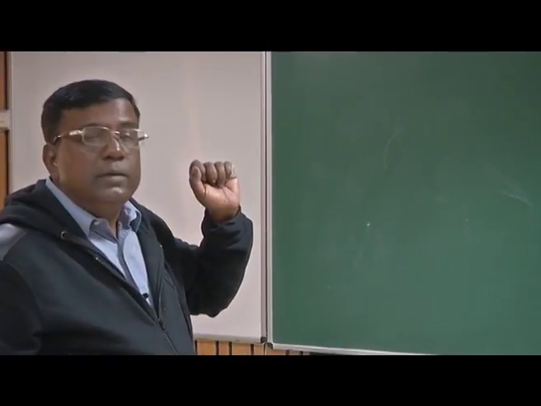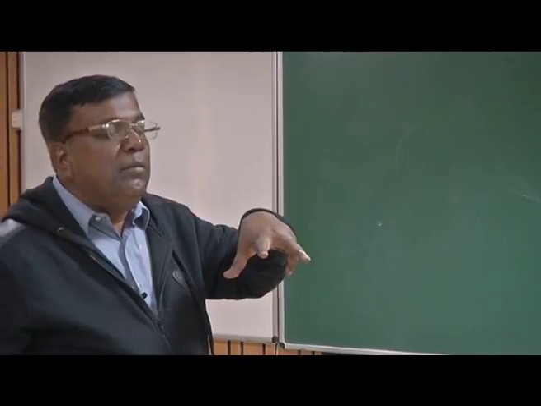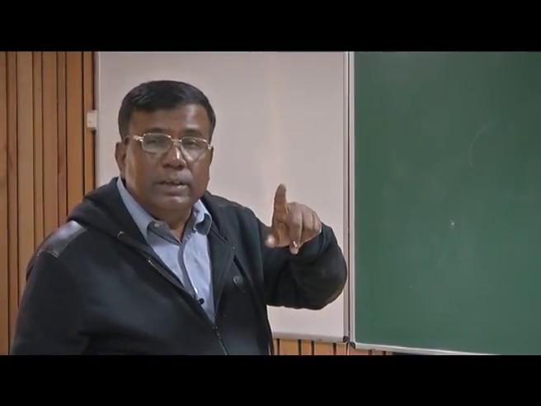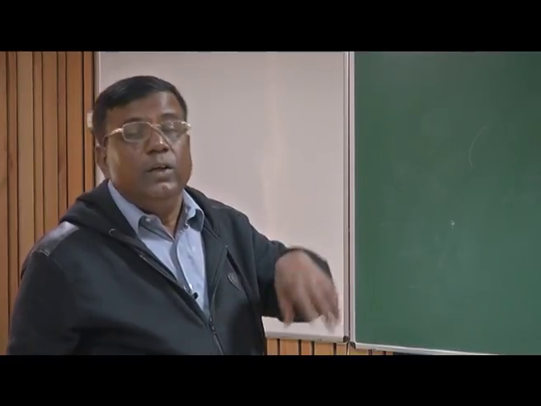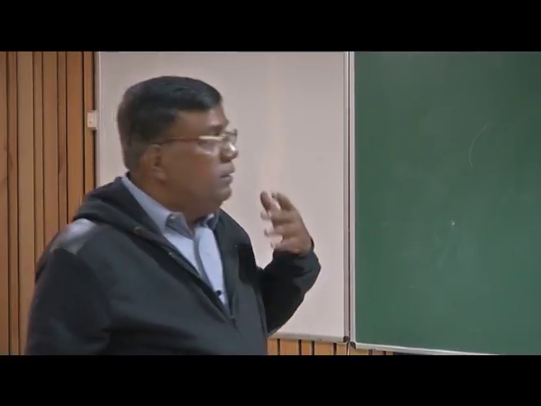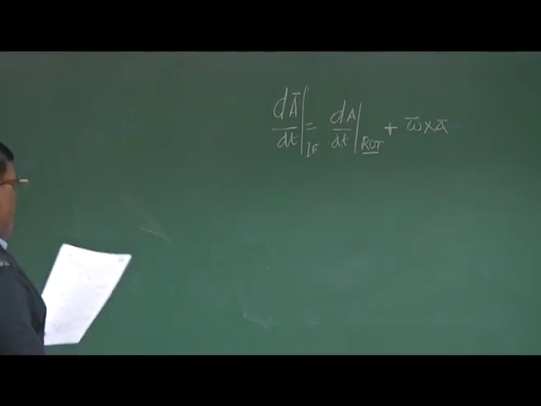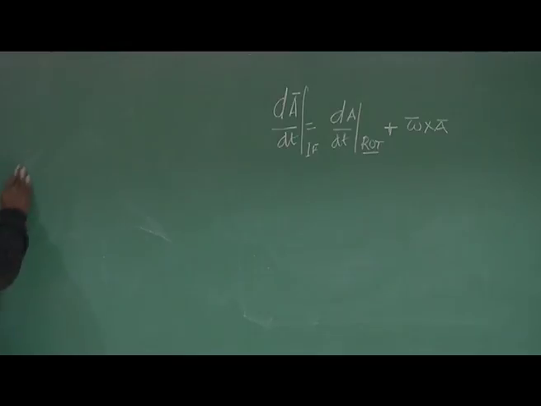But for the rotating frame, as the body rotates, these I, J, K also rotate. The magnitude is not changing, it is a unit vector, but the direction is changing, so the vector is changing. That is why it does not remain an inertial frame of reference. Okay? So let us see how that is to be developed.